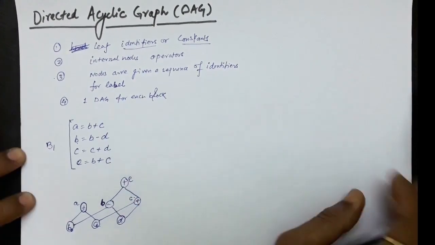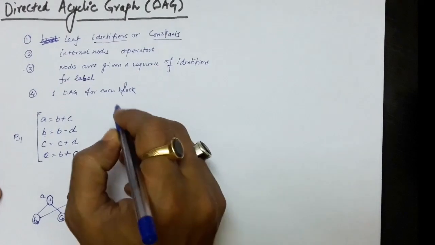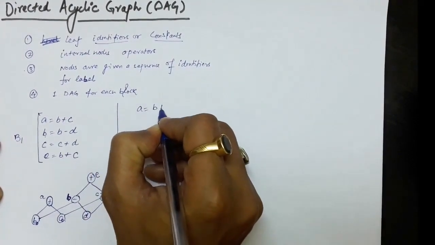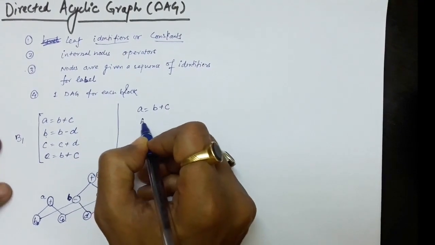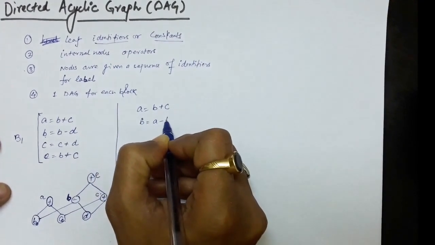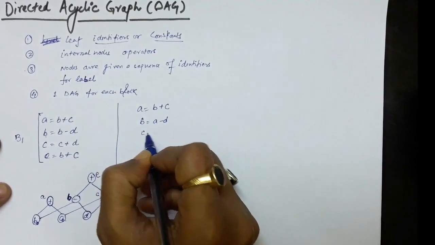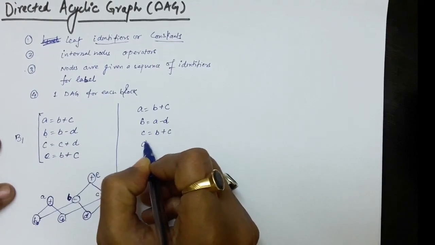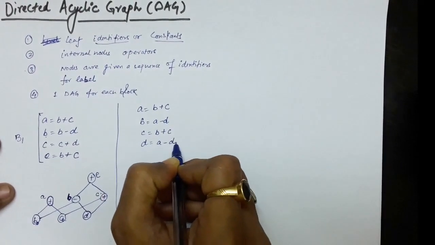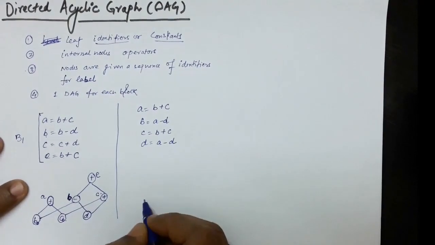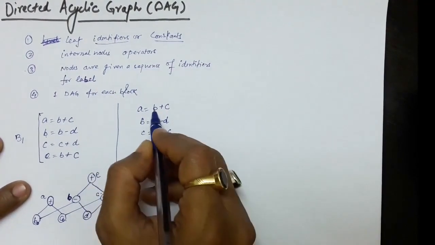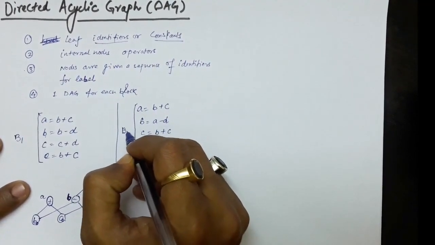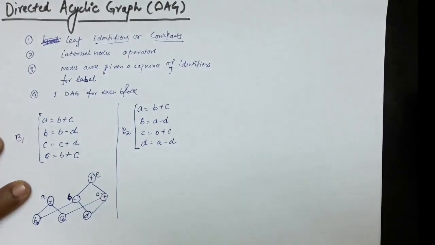Let us take another example. It is A equals B plus C, then B equals A minus D, C equals B plus C, and D equals A minus D. So let us draw the directed acyclic graph for this. For the first statement, again I tell you that these are the statements which are there in some basic block. Let's say this basic block is B2.